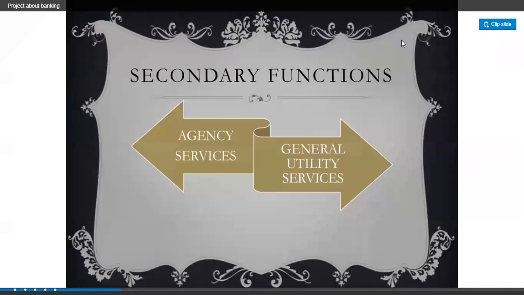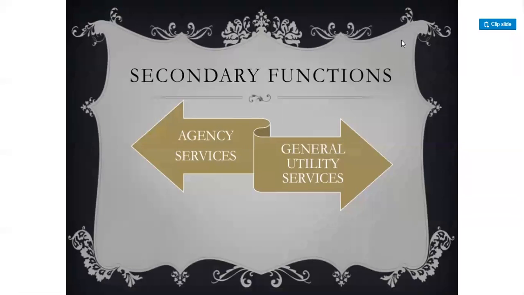So in the previous video, we discussed the primary function of the commercial bank. Now we are discussing the secondary function of the commercial bank. There are two main secondary functions of the commercial bank. It works as an agency service and general utility services. Some other works are also done by the commercial bank. Those are overdraft facility and discounting bill of exchange.